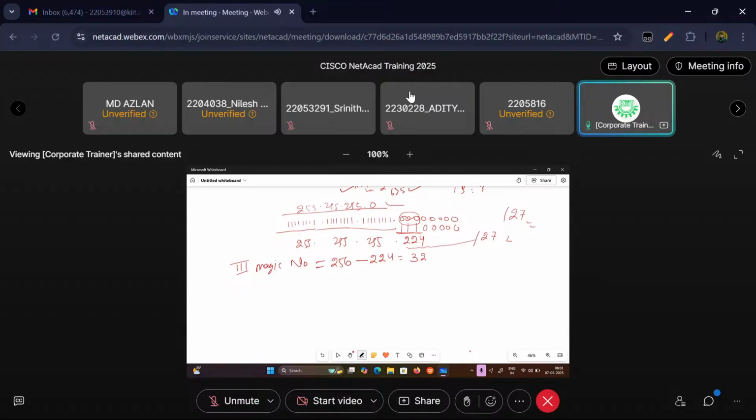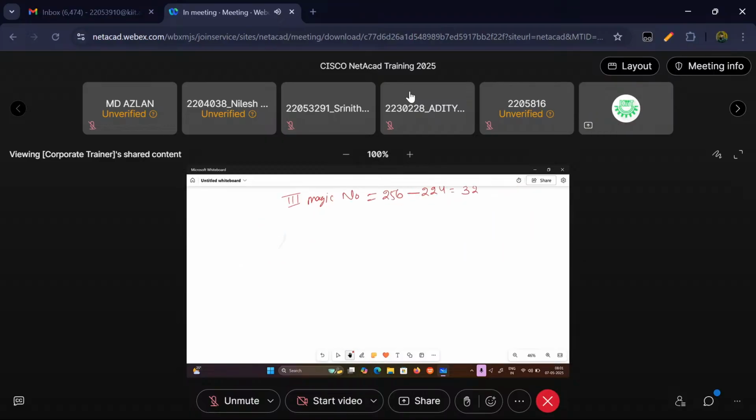So here I got 224. The changes I made in the last octet, the value is also 224. So I have to subtract this 224 from 256. So I got 32. So 32 is my block size. So what is the meaning of block size? Now you'll understand when you create the subnetted network. So let's start with that. After this, I have a block size of 32.